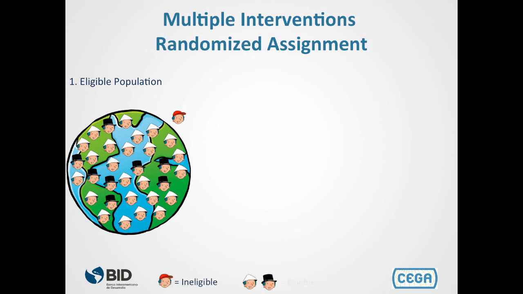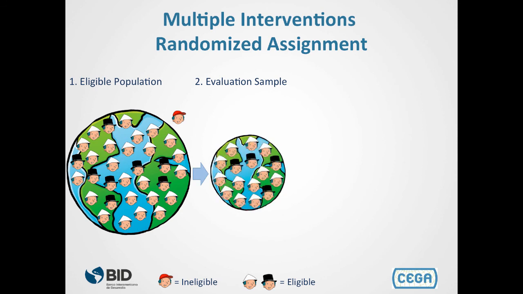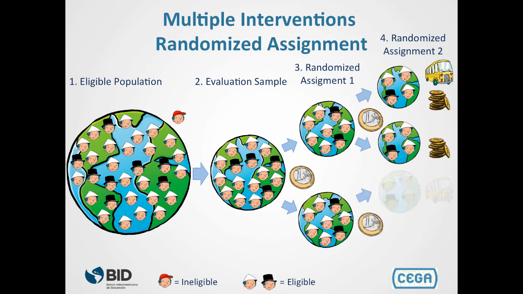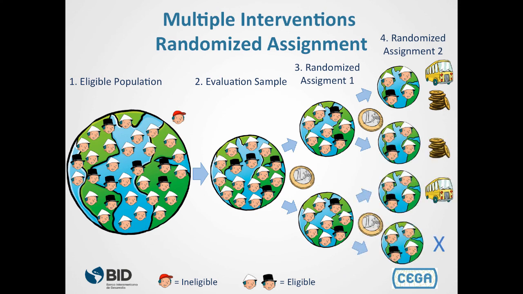Well, in order to implement this, we send our random assignment to a 4th group. We first draw our evaluation sample by random sampling in order to have external validity. We then flip a coin where we allocate the evaluation sample into the treatment and comparison groups for intervention 1, and then we flip a coin again to allocate each of the groups that were assigned to the first treatment into treatment and comparison groups for the second treatment.